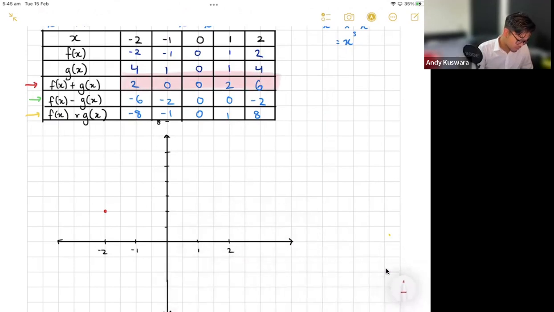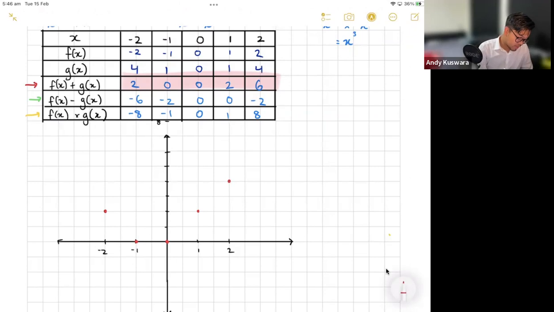So our first point is right, -2 and 2. Our next one should be -1 and 0. So that would actually be there. And then I've also got 0 and 0 again. And then I've got 1 is 2. And then I've got 2 being 4.